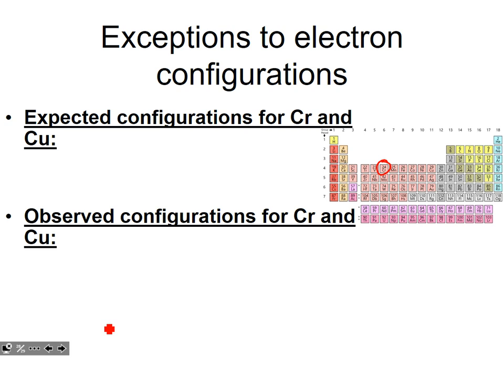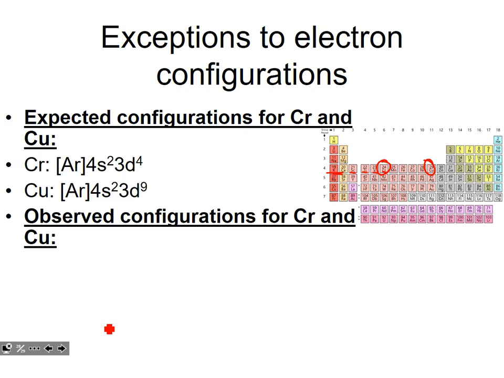So chromium is here, copper is here. And we would expect the electron configuration for chromium to be argon, and then 4s2, 3d4. And we'd expect copper to be 4s2, 3d9. We anticipate that. However, those are not the actual electron configurations for chromium and copper. And it's due to a combination of that energy cost of putting 2 electrons in the same orbital, and the fact that the energies of 4s and 3d alter. Oh, sorry, the energy of 3d alters as soon as electrons are placed in it.